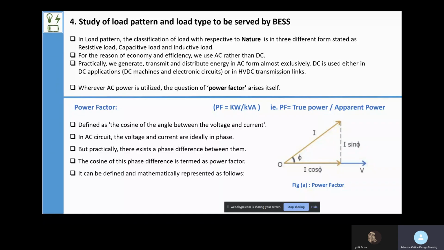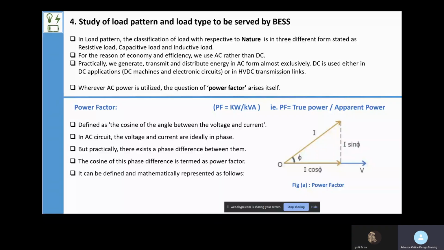The main reason is, if you want to transfer from position 1 to position 2, or A to B, the major cause is your power loss, right? Hello, now it's fine. So I'm saying about why AC is more populated than the DC.